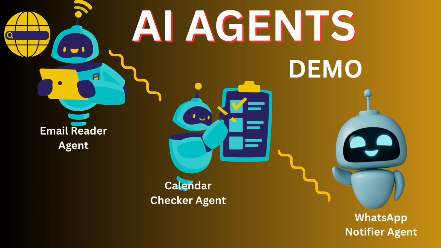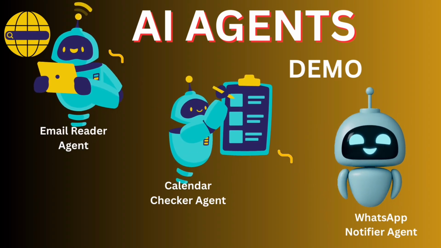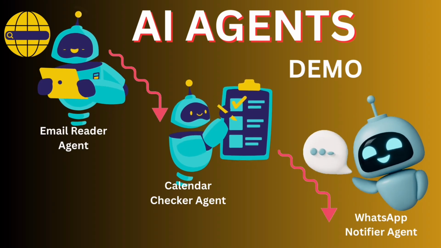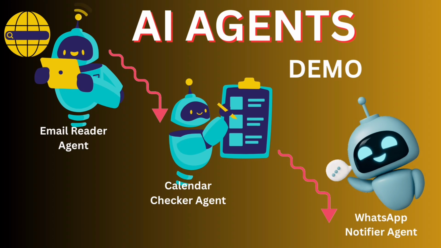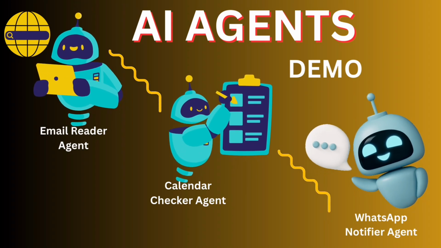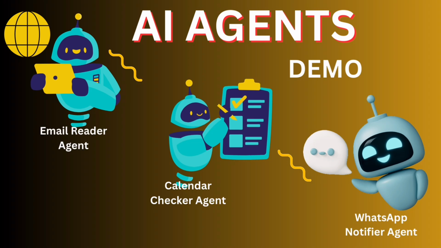A real-world AI agent that reads your Gmail, detects meeting requests, checks your availability on Google Calendar, and sends you a WhatsApp alert automatically. No more missed invites, no more checking your calendar 10 times a day. Just a smart automated assistant that thinks. So grab your coffee, let's build your very own AI agent.